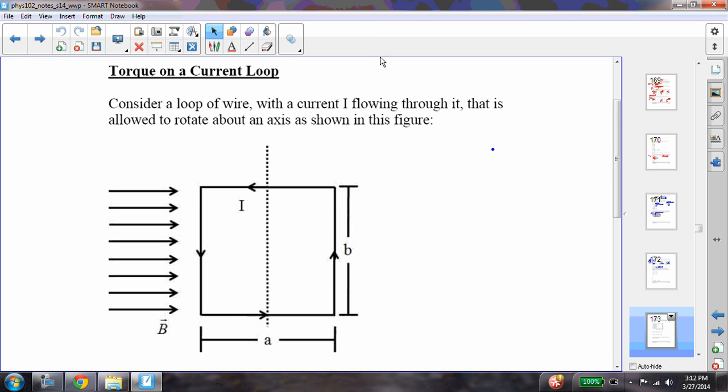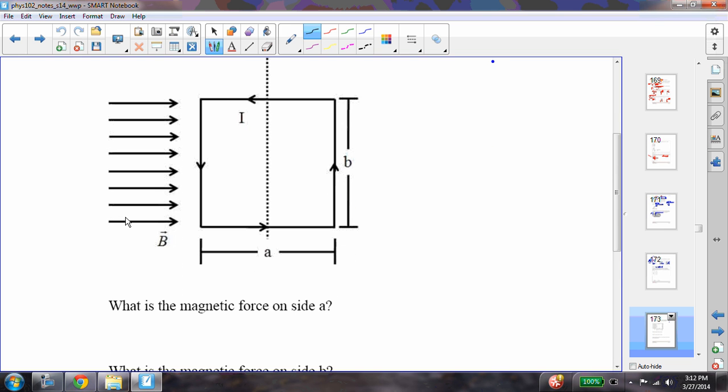So let's say that I have a loop of wire here. In that loop of wire, the current moves in this direction. And then I have a magnetic field here that moves from left to right. All right, and I want to know now what is the magnetic force on these various parts of the loop. Well, let's first focus on these portions of the loop, these portions of length A that run either parallel or anti-parallel to the magnetic field.